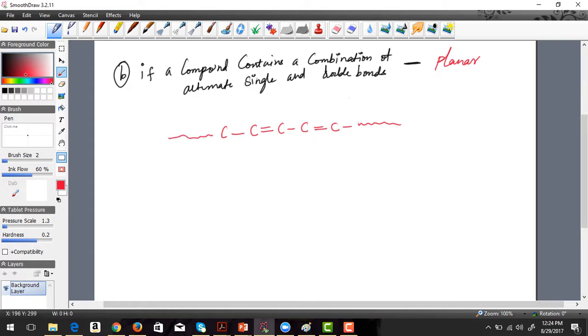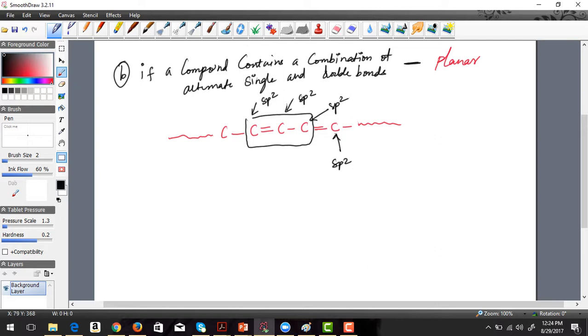If you pay close attention, let's pick the one in the middle because it will be the same across the board. Why do I say it's planar? Well, let's pick this carbon. This carbon is sp2 because it's attached to a double bond. This carbon is sp2. This again is sp2, this again is sp2, and the list goes on.